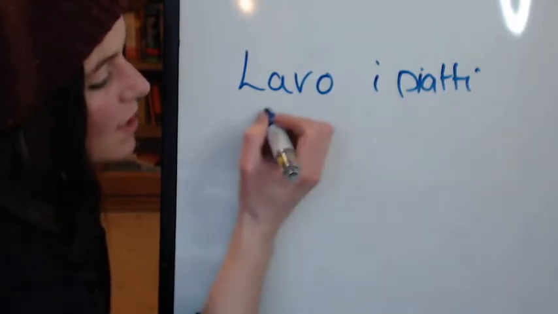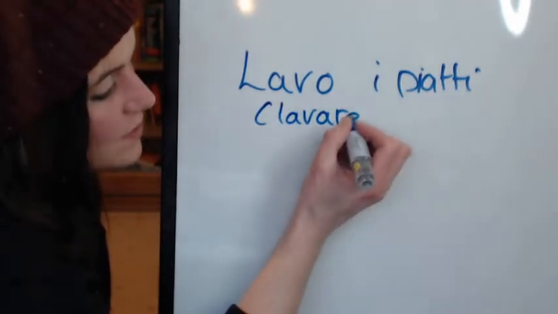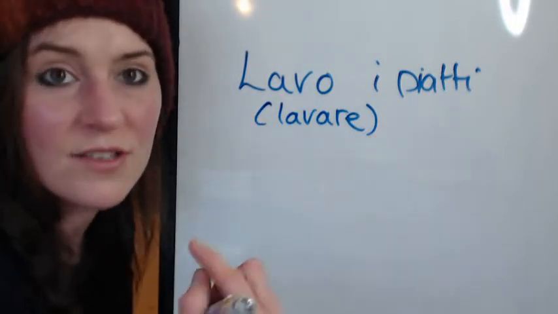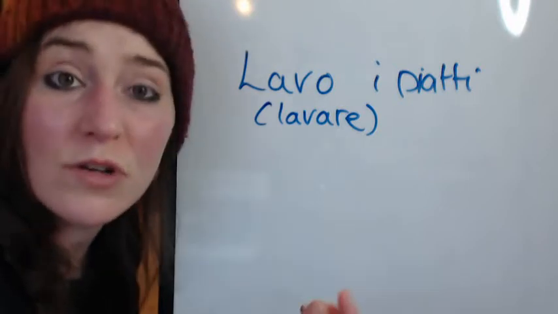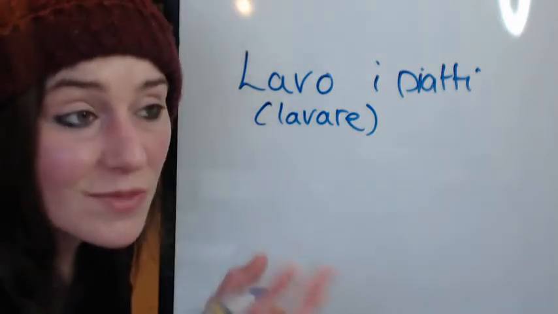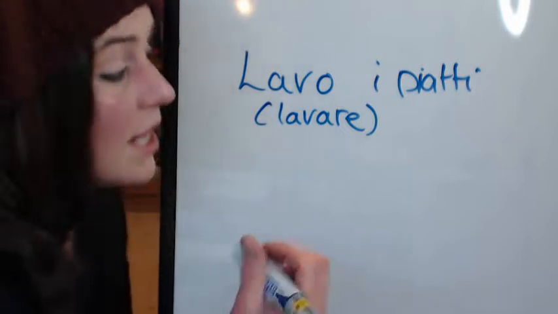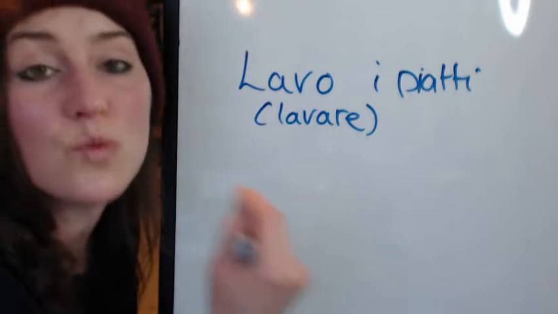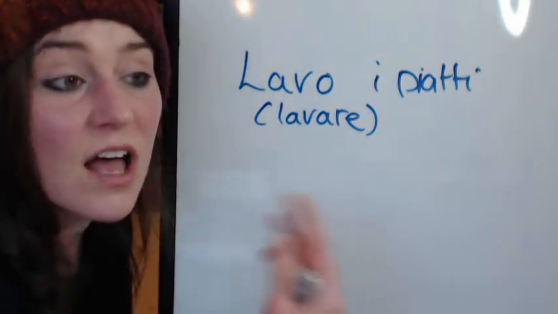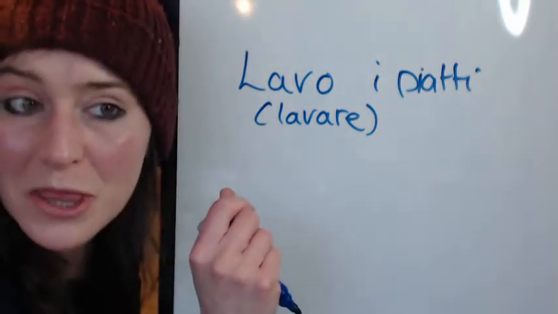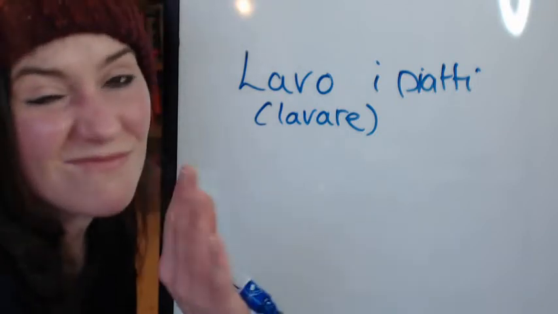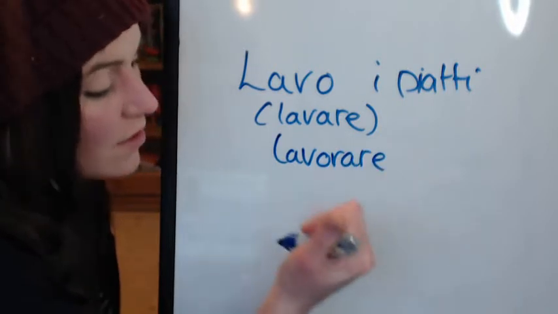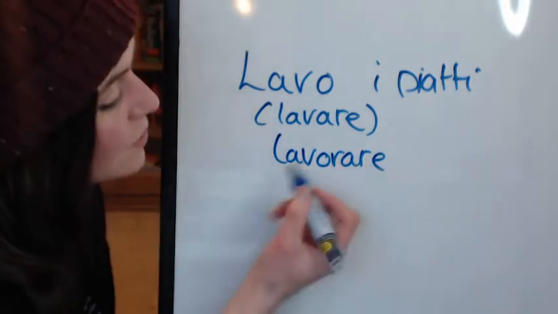I'd have to take this verb lavare, which means to wash. Attenzione, perché lavorare non vuol dire to wash. Lavorare vuol dire to work. Okay, that's something students often get mixed up. Lavare with three syllables is to wash or to clean. Think of lava, that doesn't help. But lavorare, così, lavorare with four syllables, that means to work.